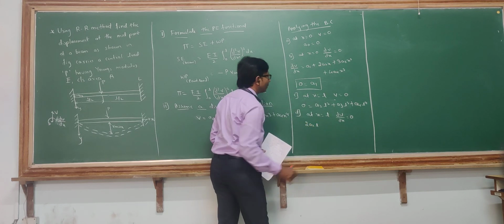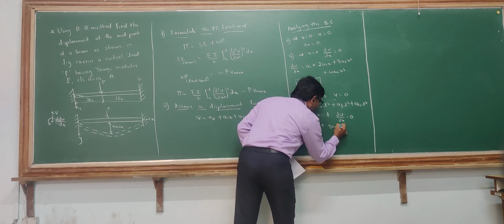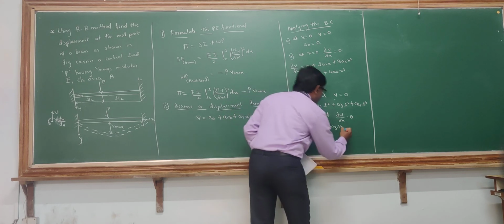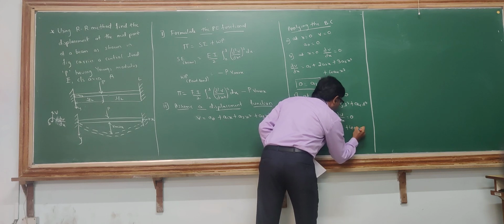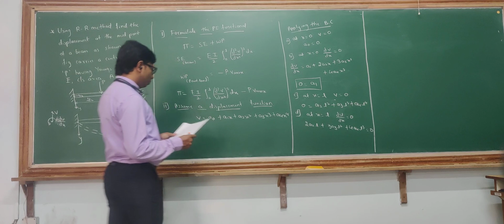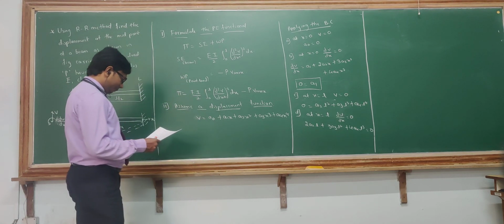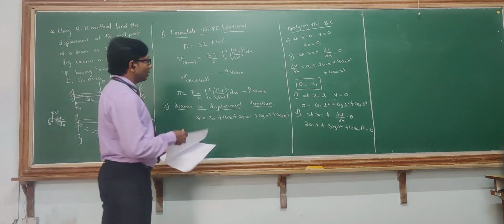2a2L plus 3a3L square plus 4a4L cube should be equal to 0. Should be equal to 0. So we'll just check it out. Yeah, this will be equal to 0.